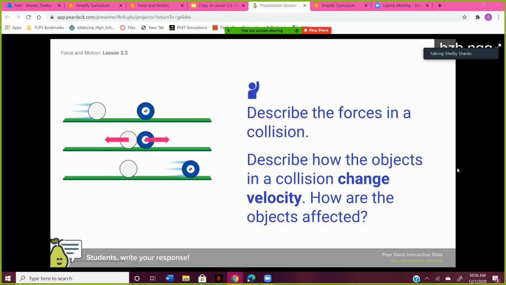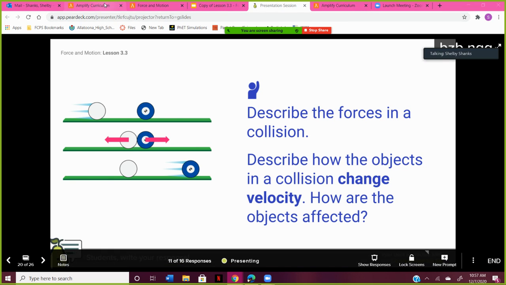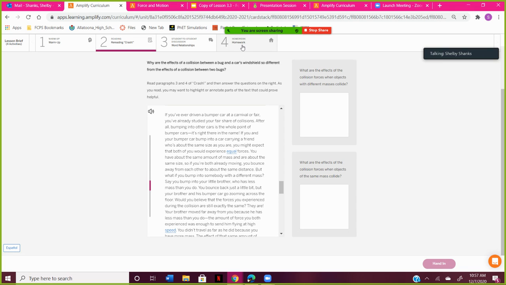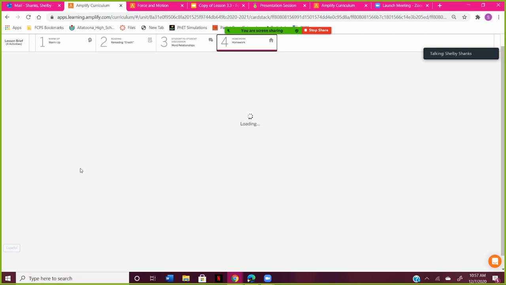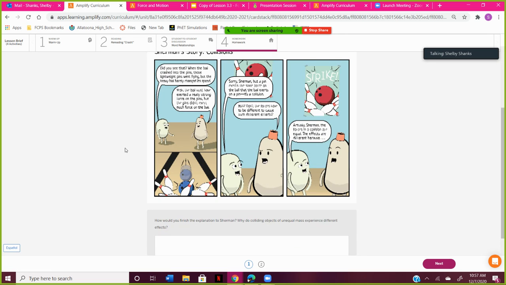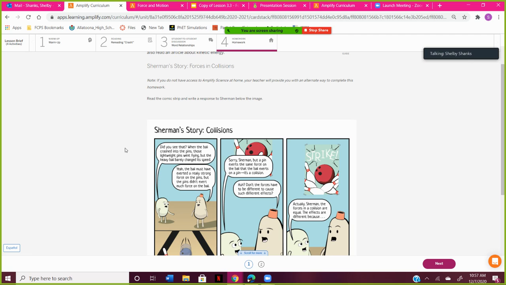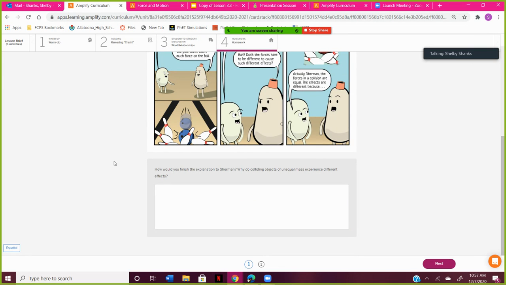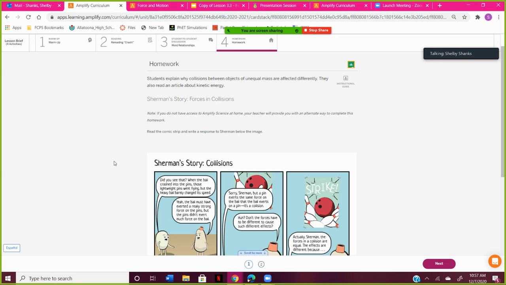So after you respond to this question, if you have not already started on that homework, you're going to have to respond and amplify and finish the sentence. You're going to look at the Sherman story. You guys have seen Sherman before. And so what you're going to do is read the comic strip and write a response to Sherman below the image. All you're doing is kind of finishing his sentence. So that is all that you have for Amplify homework.